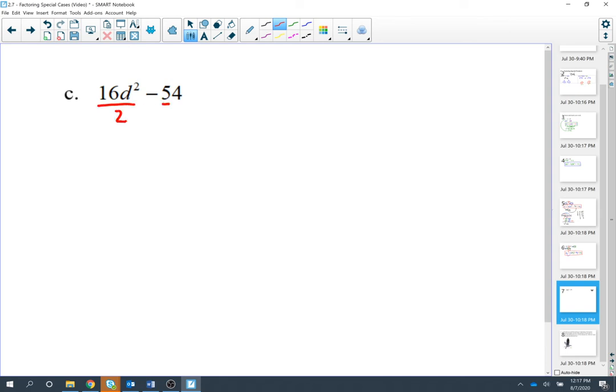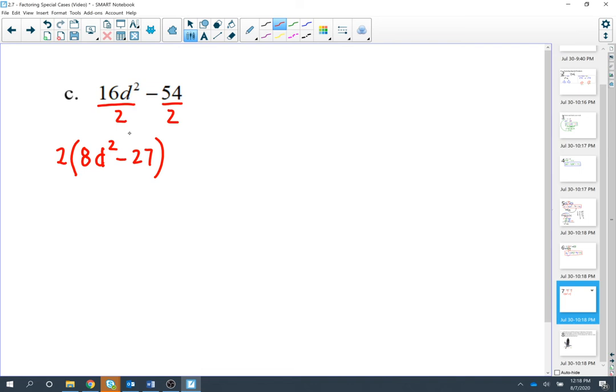So we have to take it out before we get started. Okay, so I'm going to take out the 2. What's left over? 8d squared minus 27. And now I'm looking at what's left over here.